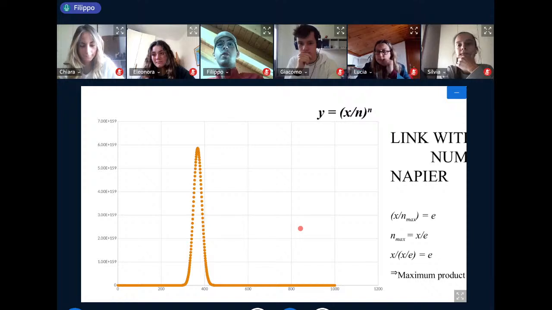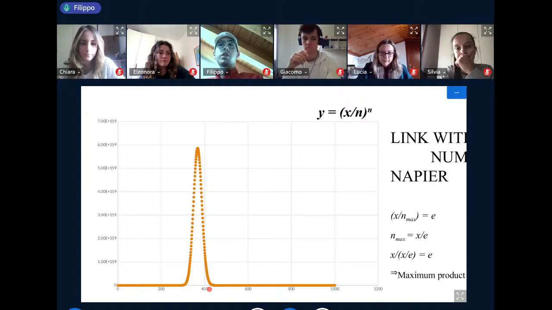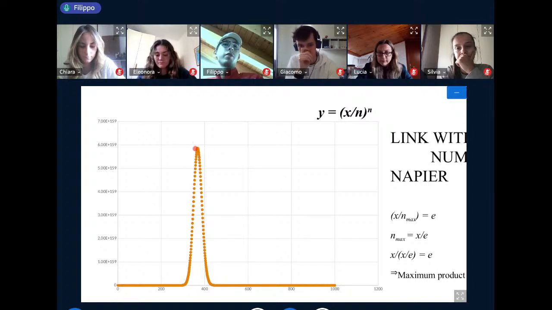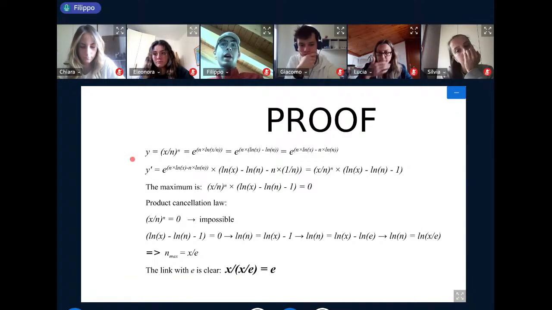Okay, look at this graph. You can see that when x is about 350, the curve goes up a lot and then goes down quickly. What we want to do is show that the maximum point is strictly linked to the number e. And now I will explain how we did it. First we have to write our function in a smarter way, as you see here. Then we have to calculate the first derivative. Here you can see all the steps.